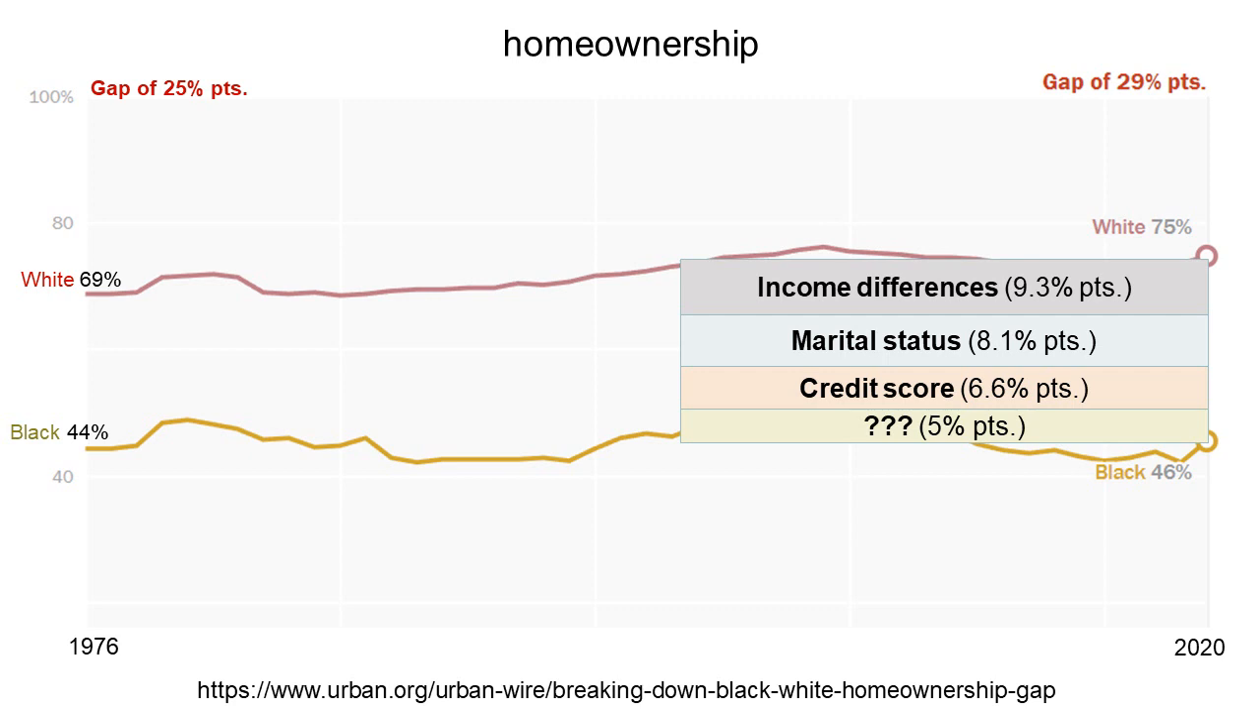But there is a gap in credit scores between black Americans and white Americans as well. So when you are comparing black Americans and white Americans in the same income level, with the same marital status, with roughly the same credit score, that closes that home ownership gap to about 5 percentage points. Now that's not nothing. There's still a difference there, and that difference is unaccounted for at this point.